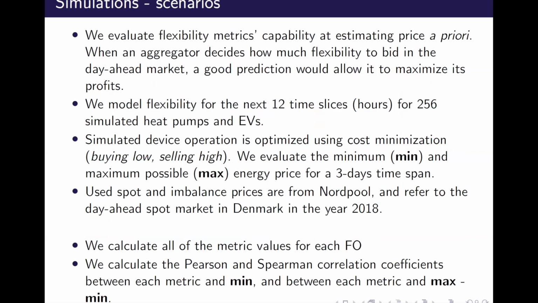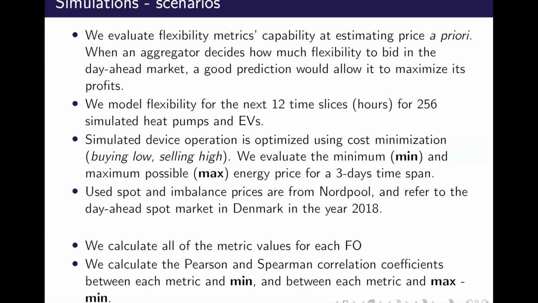Simulations. We also wanted to do some quantitative analysis, to see whether these metrics actually correlate with some notion of utility. We came up with an experiment where we simulate 256 heat pumps and EVs, and then perform cost minimization, trying to find the cost optimal profiles for execution for flex offers generated on top of these devices. Then we evaluated how much it would actually cost, let's say in the year 2018, based on spot and imbalance prices, to charge these batteries or operate these heat pumps. And then we correlated that with the metric values calculated for the flex offers from these devices.